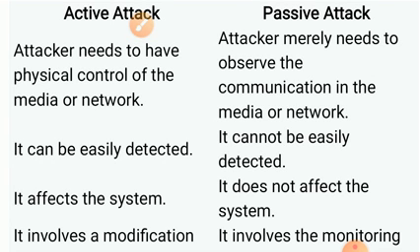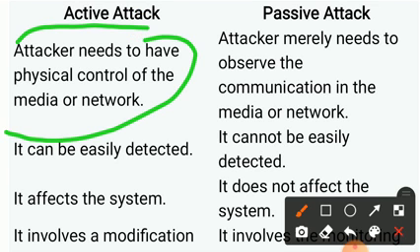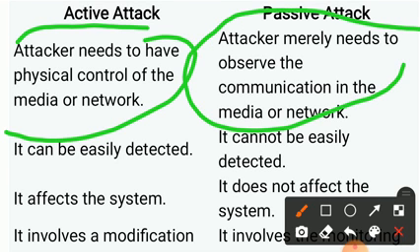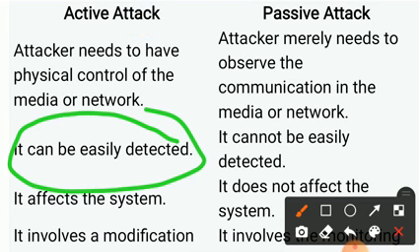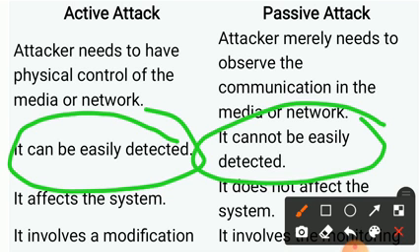Now in tabular form we will study one by one what are the main differences between active and passive attack. First one is that active attack needs the physical control of the media or network. However, in passive attack, he's just a listener, so he doesn't require any type of control over the communication media or network. Now, active attacks can be easily detected because the activities the attacker is doing will be different from the actual communication, so it can be easily detected. However, in passive attack the attacker is in silent mode. He's silently sitting, observing the communication going on, so it cannot be easily detected.